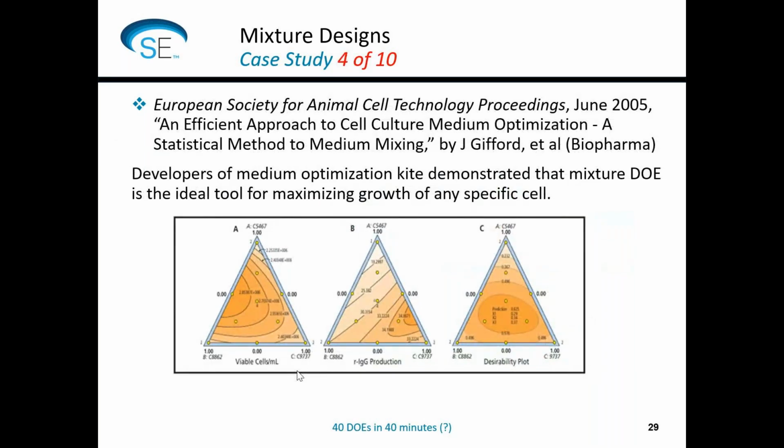Now back to biotech, we've got this work on animal cell technology, and so they were able to optimize the media, and you can see that they get a greater amount of viable cells, whatever this pharmaceutical product is, and then overall desirability is shown in the third plot. Another example of mixture design.